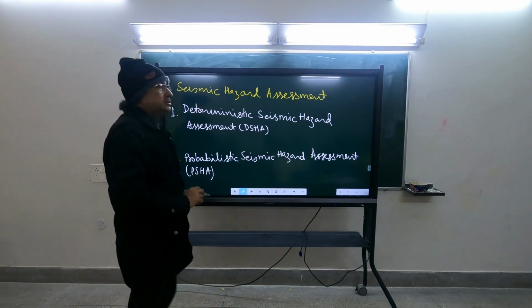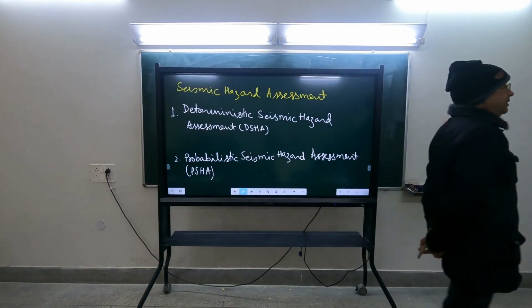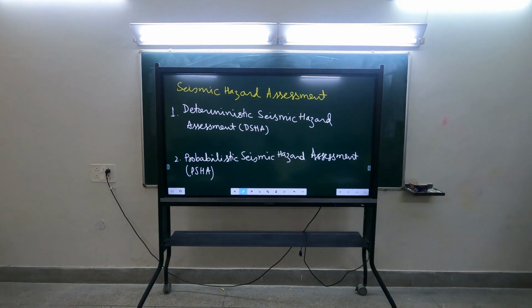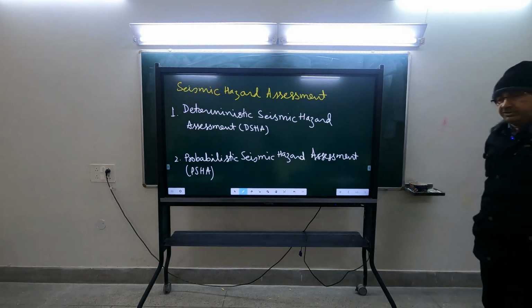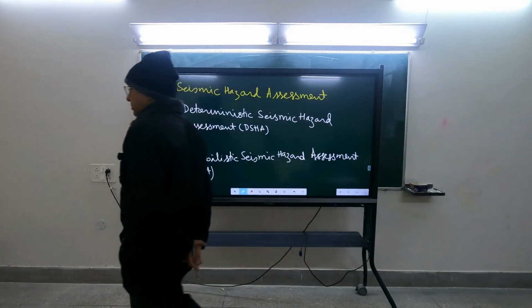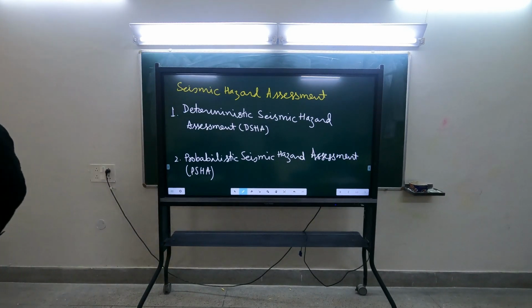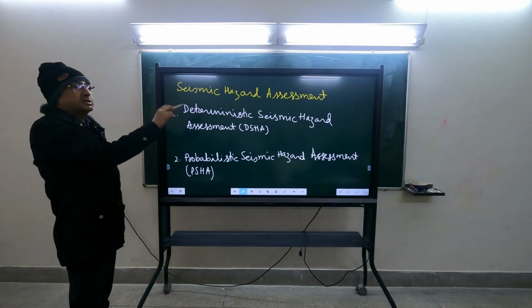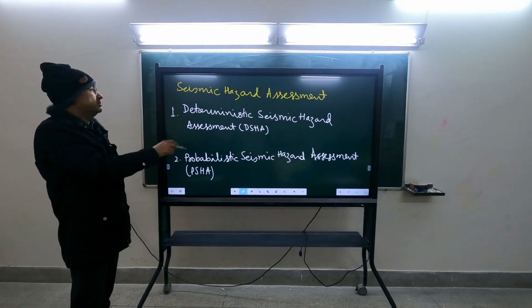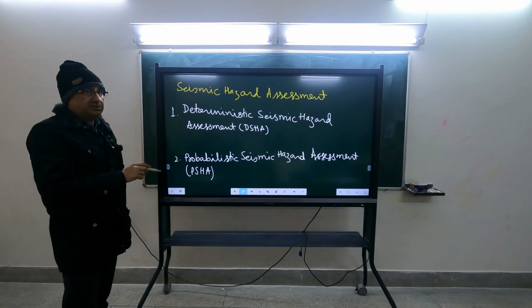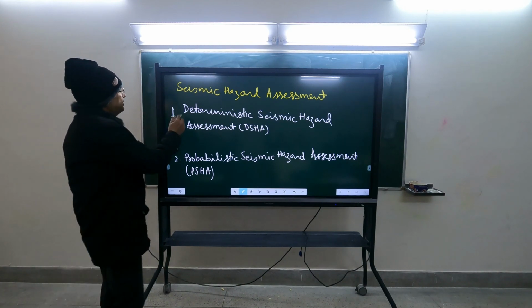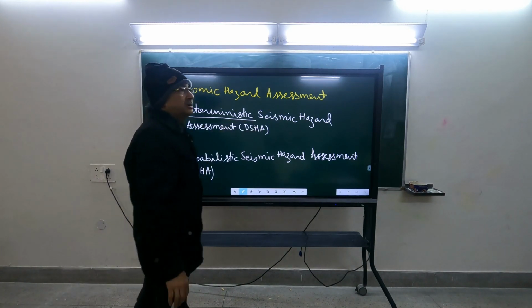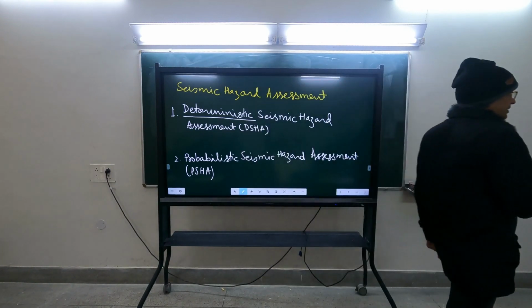Our current code, IS 1893 Part 1, 2016, is based on DSHA. The revised code, which is under revision, under wide circulation, which is going to come in a few months, is based on PSHA, probabilistic seismic hazard assessment. So we have just transited, or rather are transiting, from DSHA to PSHA. As the name itself suggests, deterministic seismic hazard assessment will give you one value of hazard.